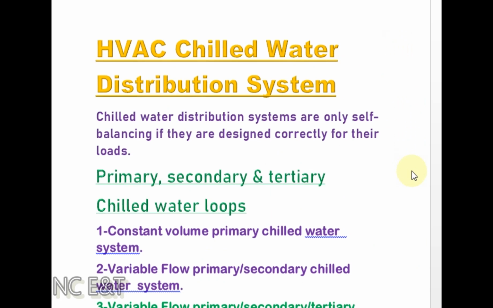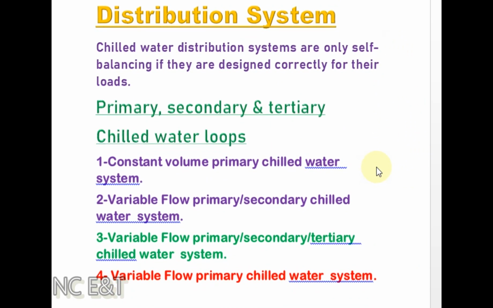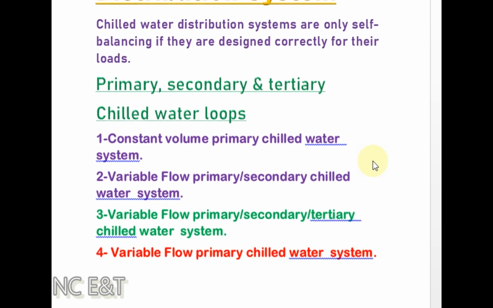In HVAC chillwater distribution system, there are 4 commonly used chillwater pumping systems. They are: number 1, constant volume primary chillwater system; number 2, variable flow primary secondary chillwater system; number 3, variable flow primary secondary and tertiary chillwater system; and number 4, the latest one, variable flow primary chillwater system. Number 1 and 2 we already studied in part 1 and part 2. So today we will study part 3, variable flow primary, secondary and tertiary chillwater system.